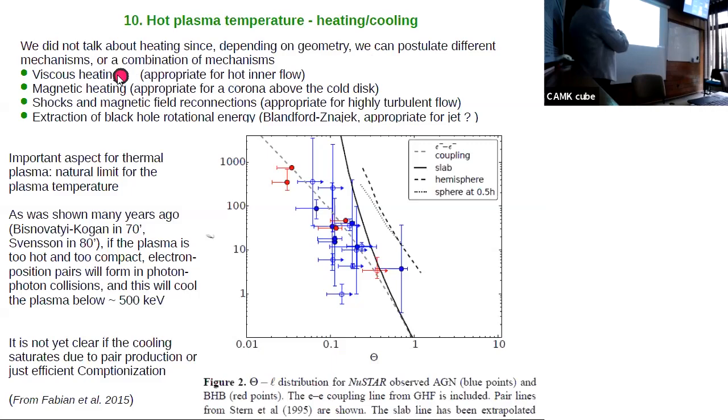So if we have a hot inner flow, certainly viscous heating is the natural option. Then it works like in the case of a standard accretion disk, only the spectral shape will be different. And we will go to those models during one of the future lectures. For the corona above the disk, of course, magnetic heating would be appropriate, like in the solar corona. But as for details, they still discuss the issue for the solar corona, whether those are magnetosonic waves or something else. Of course, shocks and magnetic field reconnections can always happen.